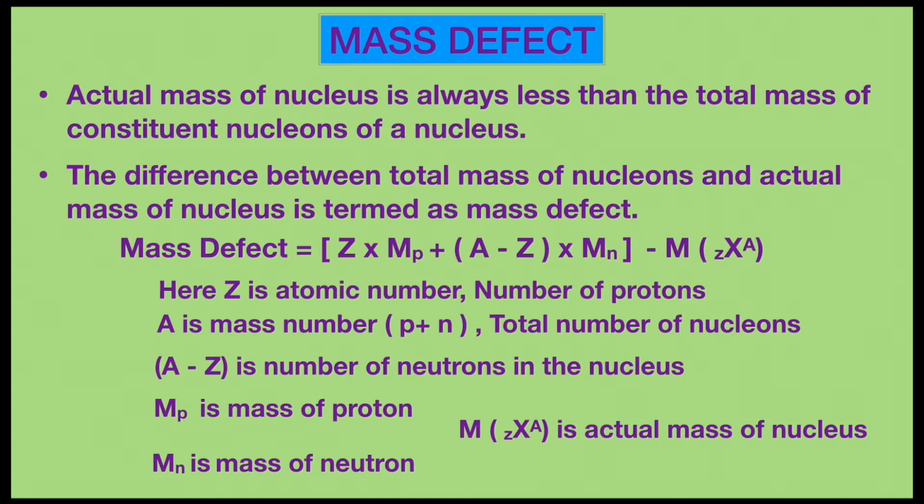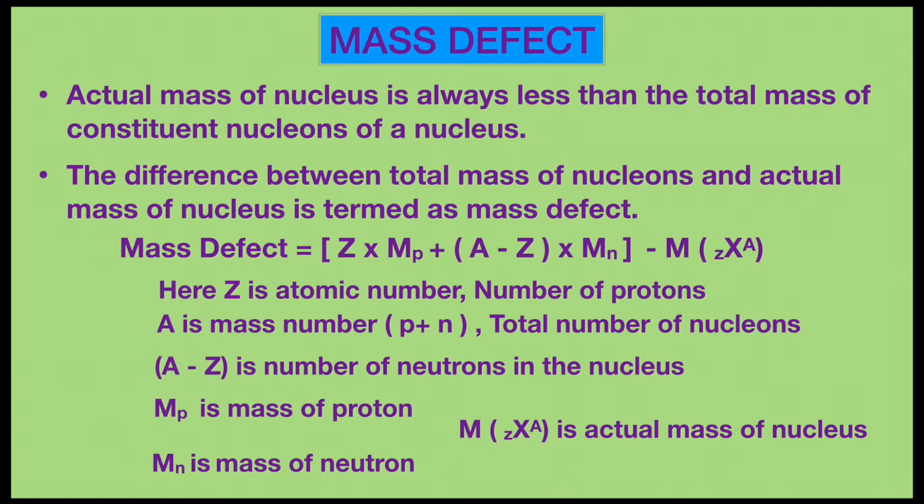So the various symbols are very clear here. ZXA represents any element whose atomic number is Z and mass number is A. Z into Mp is the total mass of protons. A minus Z into Mn is the total mass of neutrons, and the difference between this total mass of nucleons and the actual mass of the nucleus is equal to the mass defect.